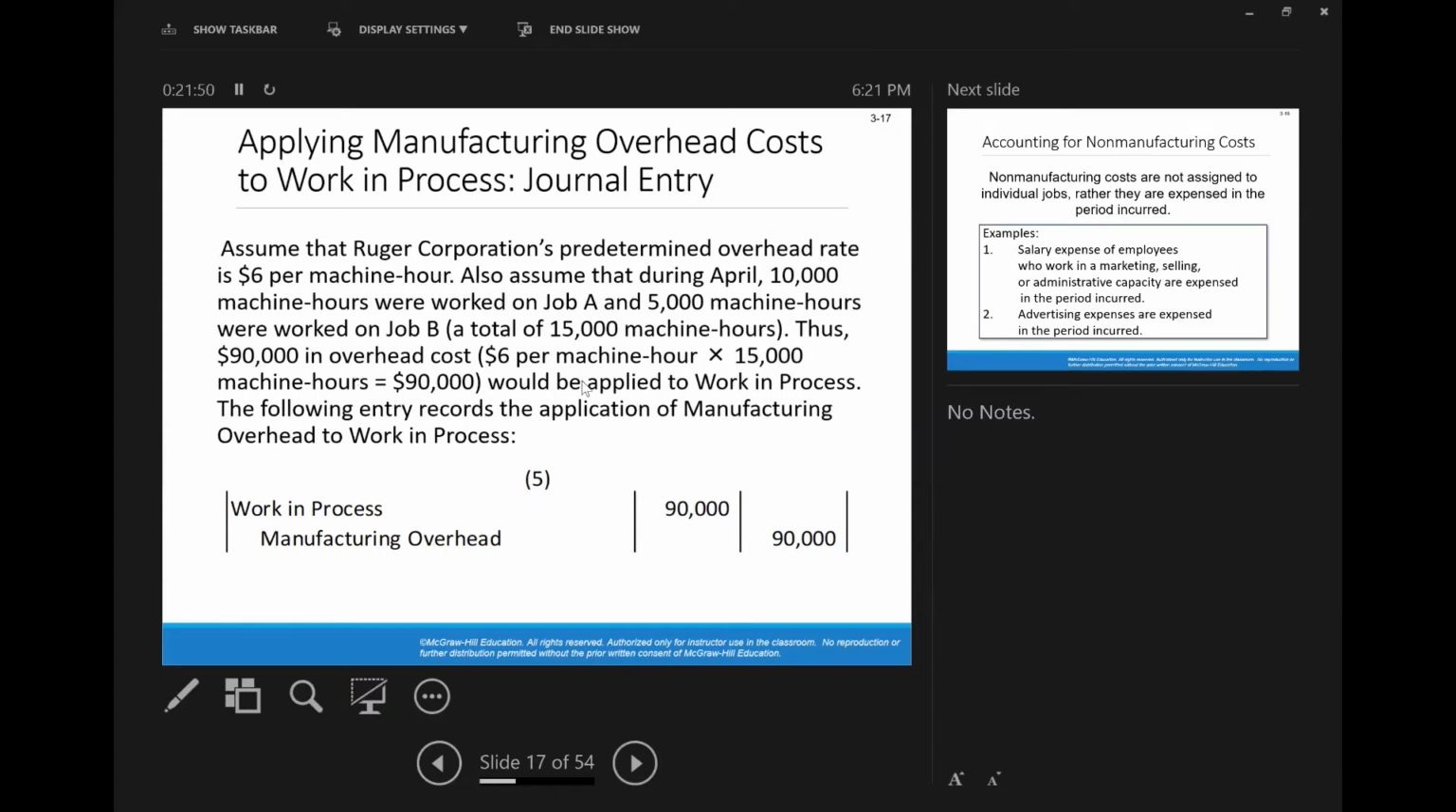So we have to put that to work in process. So now here is our journal entry. We just looked at what it looked like on the T account. This is the actual journal entry. So for the work in process, we're debiting the 90,000 and then we're crediting the manufacturing overhead for 90,000. Okay, so manufacturing overhead is capturing actuals and then it's being offset by those estimates. Okay, so y'all with me? Okay.